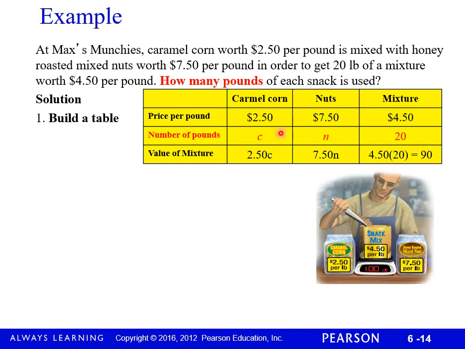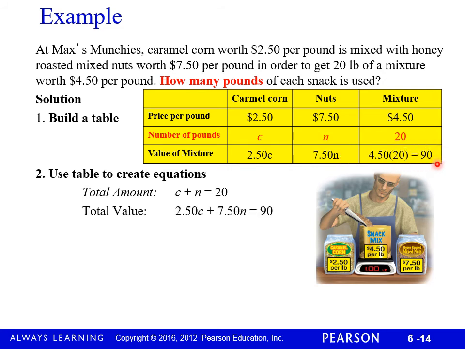So if I have C pounds of caramel corn and N pounds of nuts, but totally they add up to 20 pounds, well, that's my first equation: C plus N equals 20, the total amount. The value of the caramel corn is 2.50 C. The value of the nuts is 7.50 N. And we know that the value of the mixture at the end is going to be 90. So it's 2.5C plus 7.5N equals 90.